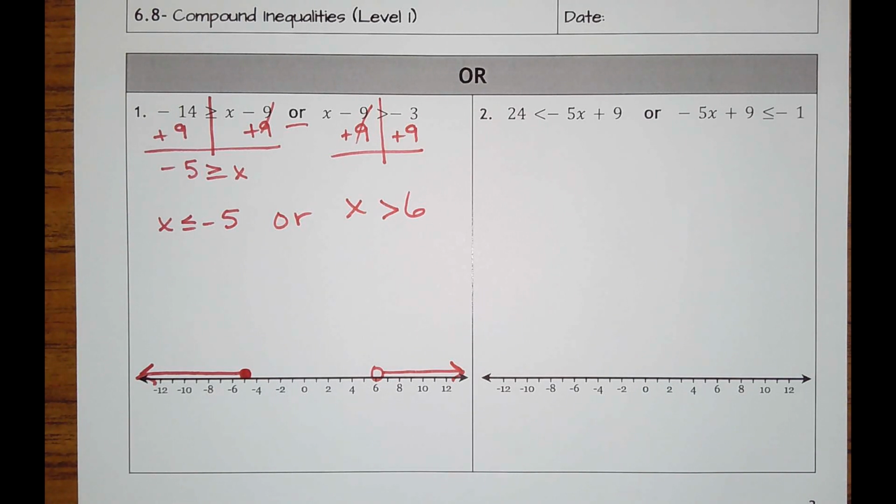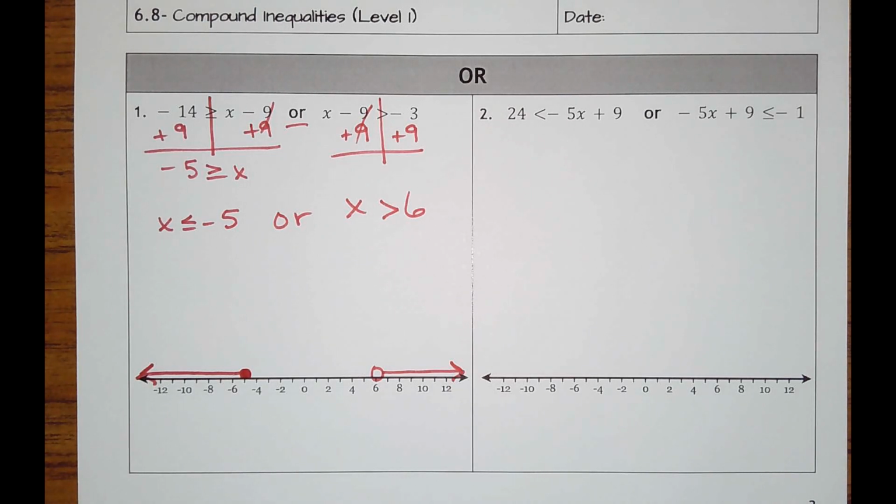0 is a no-go because it's not a number smaller than negative 5 or greater than 6. What about 4? No-go. 4 does not have anything shaded above it. What about 8? 8 is a yes, because it is a number bigger than 6. What about 6? No, because it's not bigger than 6. What about 22? Yeah, because that's a number bigger than 6.